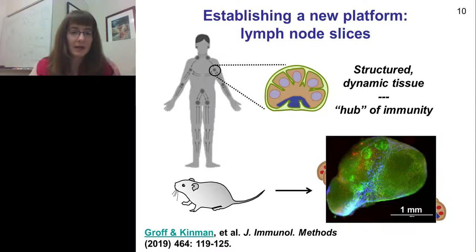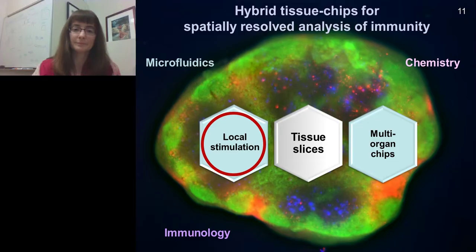What you're looking at is a piece of mouse lymph node that is alive in culture, and we've labeled in green where the B cells are, and in blue where the lymphatic vessels are. And we can see this beautiful structure is preserved ex vivo.